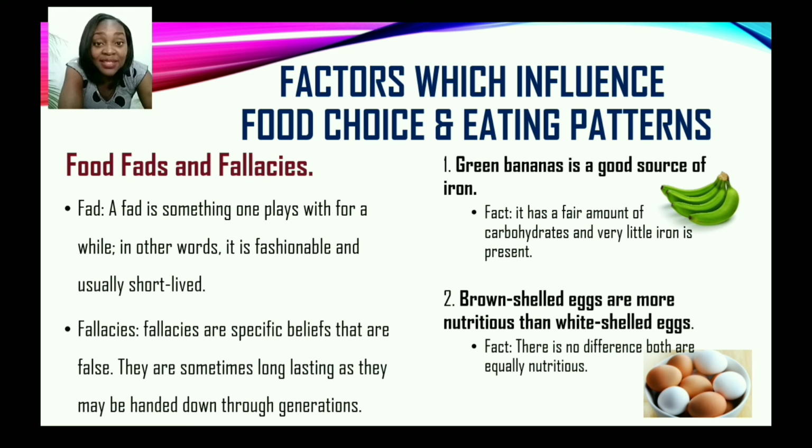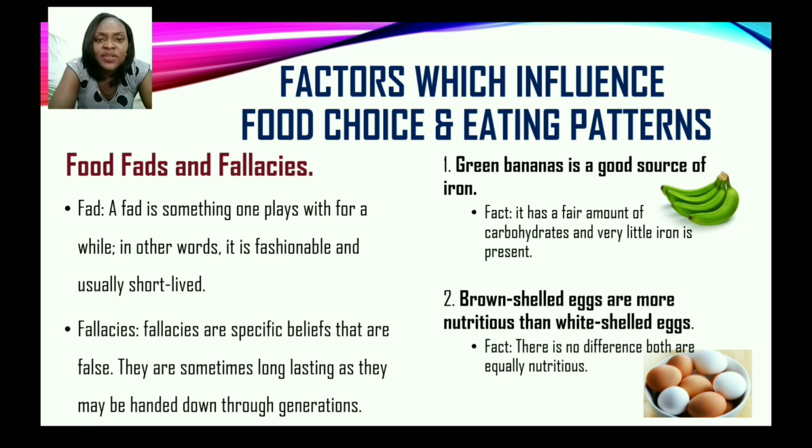Skin of the bananas. Now, the second example is brown shelled eggs are more nutritious than white shelled eggs. Have you ever heard that one before? The fact is there is no difference. Both are equally nutritious, and the color may vary depending on the breed of the chicken, right?